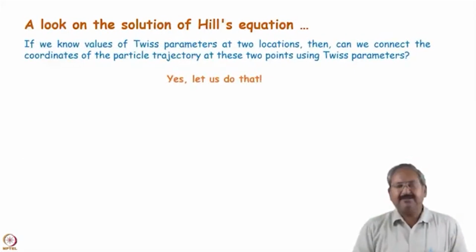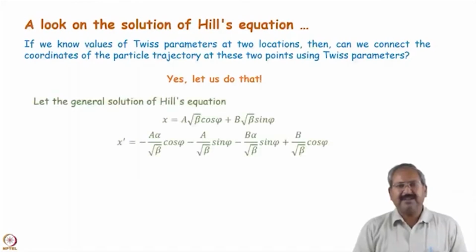If we know the values of the twist parameters at two locations, can we connect the particle trajectories or particle coordinates between these two locations? If yes, we can have a relationship between the twist parameters and matrices, because a matrix connects the coordinates between these two points, and if we can connect these two coordinates at these two locations using the twist parameters, we can have a one-to-one relation between the matrices and twist parameters. So we are going to do that.